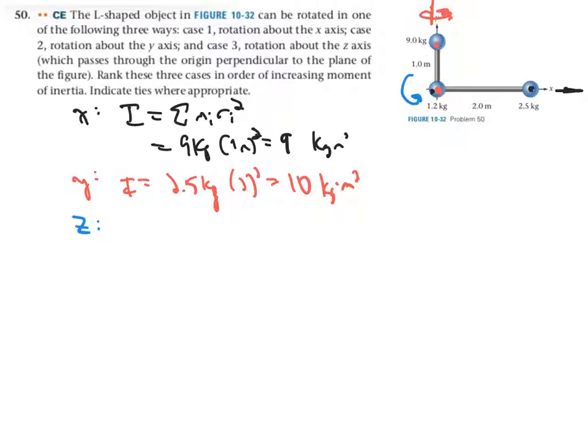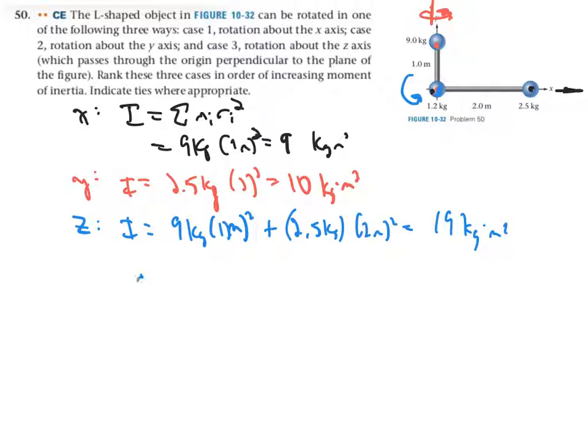And then when we look at Z, well, in the Z, this one doesn't contribute, but the other two do. And so we end up with, we have that this guy is at 9 kilograms times 1 meter quantity squared, and the other one is 2.5 kilograms, but at 2 meters squared, and so it really is just their sum. And so we can say that case 3 is greater than case 2 is greater than case 1.